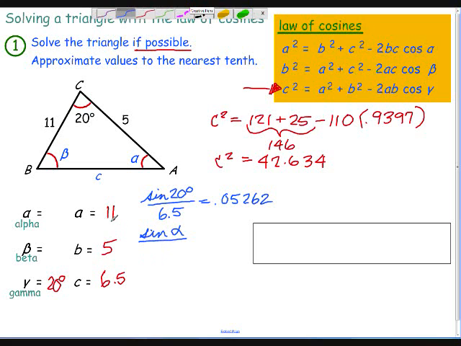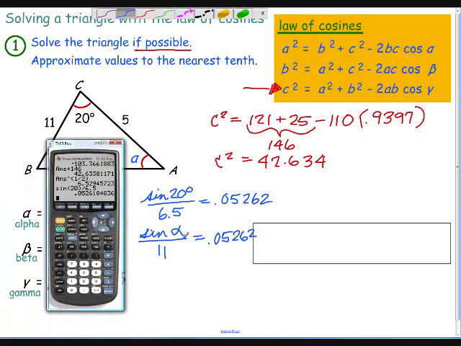So opposite side is 11. And we know that in law of sines, this ratio stays the same. So to find what my sine of alpha is, I'm just going to multiply this times 11. So now I've got the sine of alpha equals 0.5788. So I have the ratio.